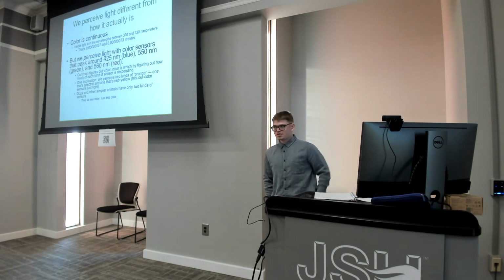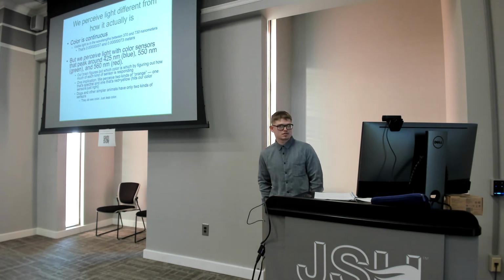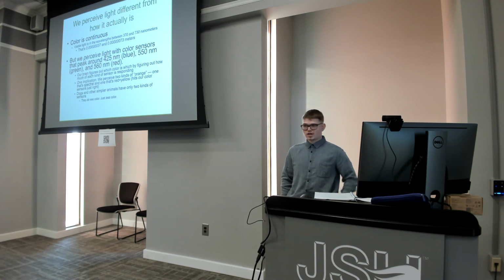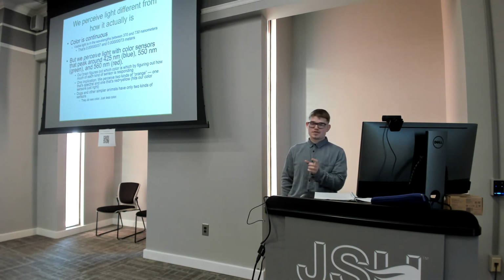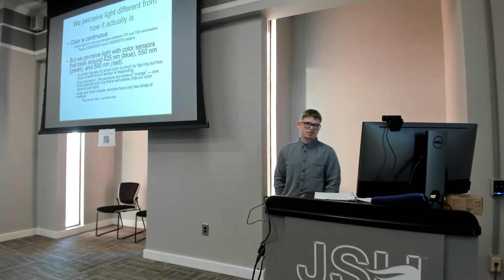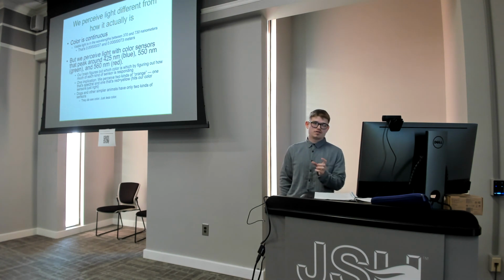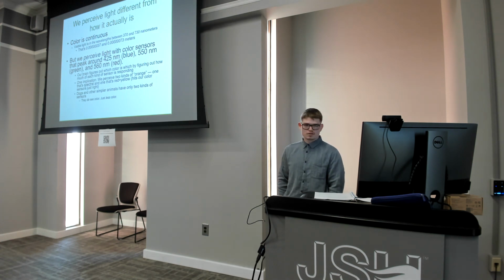So now we're going to go into image processing. We perceive light differently than how it actually is. Color is continuous. It's really, really small, like 370 to 730 nanometers. So it's really small how we perceive it. We perceive light with color sensors that peak around either 425 nanometers for blue, 550 nanometers for green, and 560 nanometers for red.